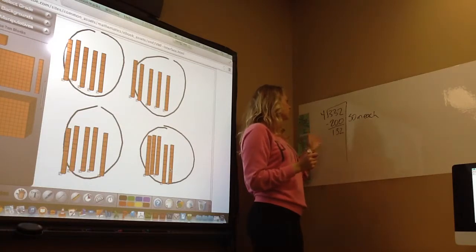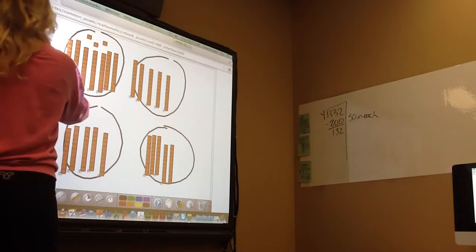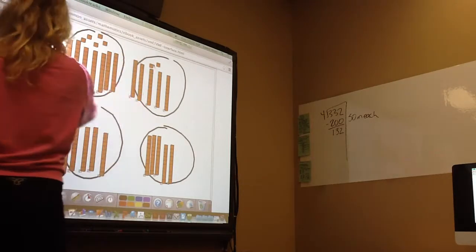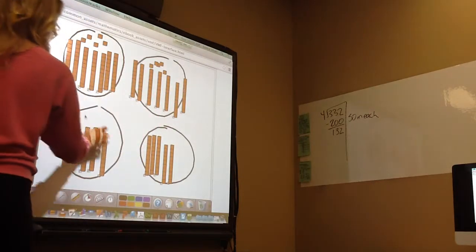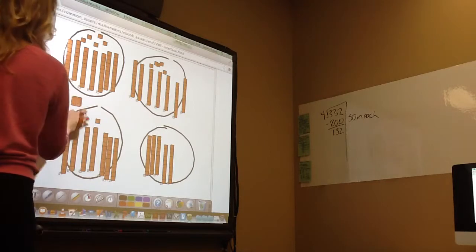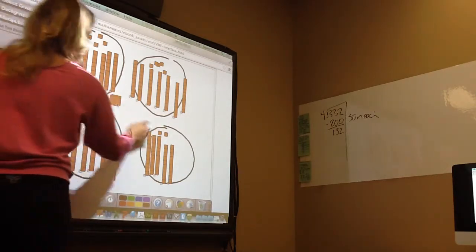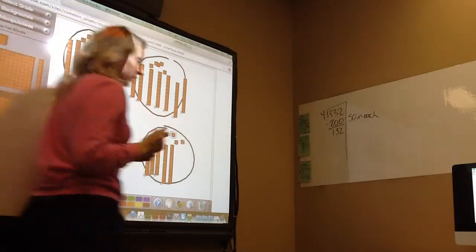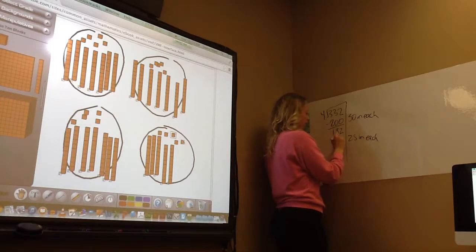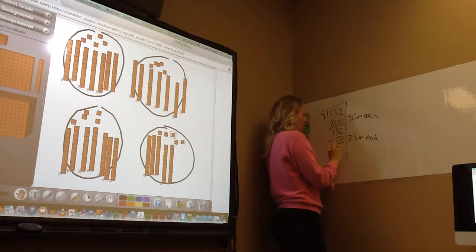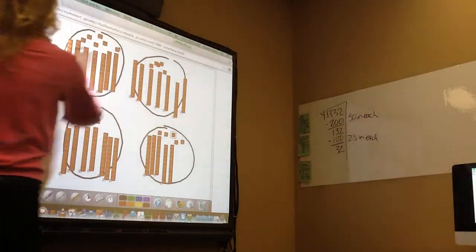So maybe now I'll try and put 25 in each group. So now I've put 25 in each group, and I'll show that symbolically. So 25 in each, 25 times 4 is 100. So I'm subtracting 100 from 132, and I get 32. And I know that the 4 goes into 32 8 times, so I can put 8 more in each group. So I'll do that by using 8 ones.